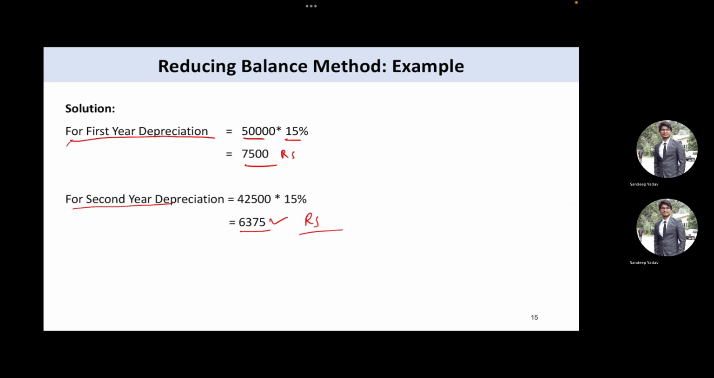So that's a similar example that I've given. So now you understand it better.